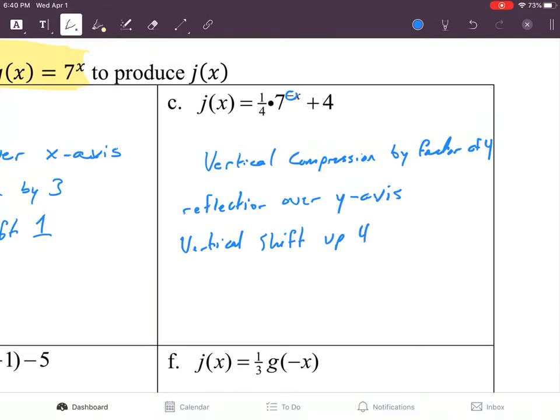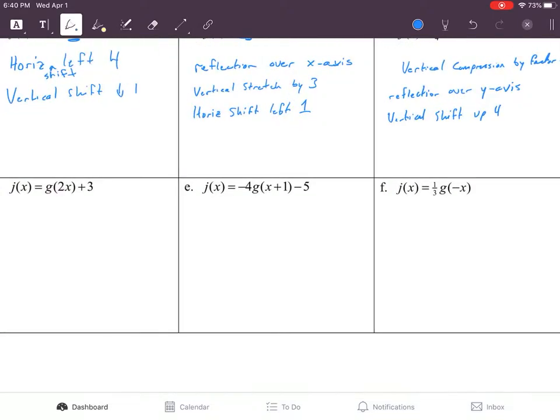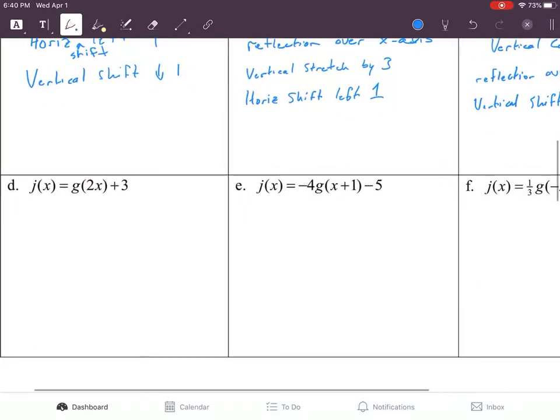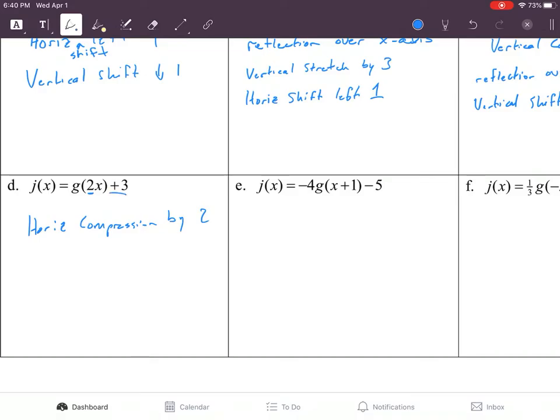Now let's look at the other 3. It's a different format, but it's asking the same things. The first thing is we have this 2 on the inside, so this would be a horizontal compression by 2. And we have a vertical shift going up by 3.